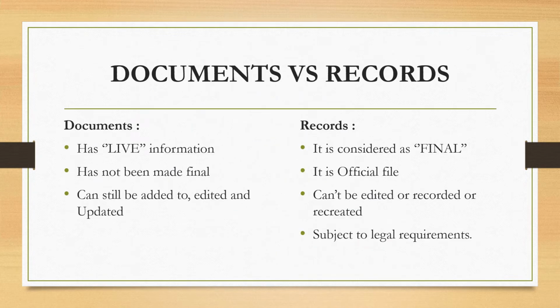Now we will know about the difference between documents and records. Document has live information. It has not been made as final because document can be added, edited and updated at any time. But records are considered as final. It is an official file. It cannot be edited or recorded or recreated at any time.